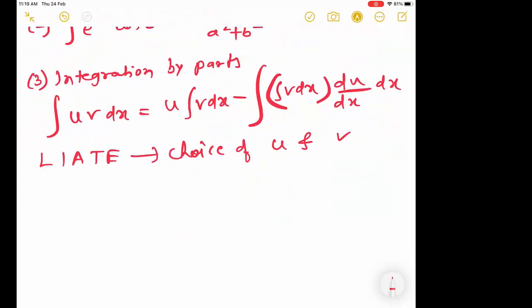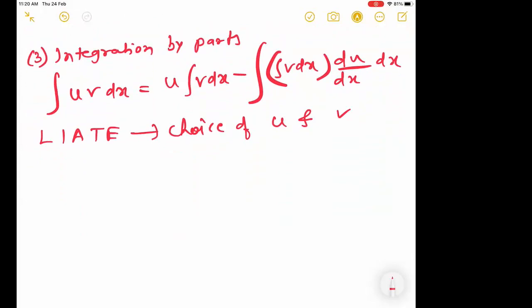LIATE will give you the choice of u and v. Which should be the first function and which is the second function? L means log, I means inverse, A is algebraic, T is trigonometric, E is exponential. So whichever combination is present, accordingly you get this integration by parts rule. Or the generalized rule can be used when the function is multiplied with an algebraic function.